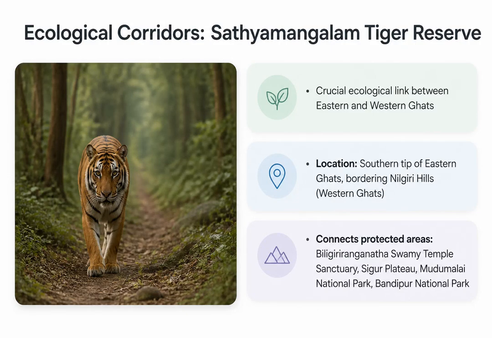Eventually, these fragmented ranges curve westward and merge completely with the Western Ghats. Because these mountain ranges eventually meet, the areas where they connect are of immense ecological importance. A prime example is the Satyamangalam Tiger Reserve. Located at the southern tip of the Eastern Ghats and bordering the Nilgiri Hills of the Western Ghats, it acts as a vital wildlife corridor.